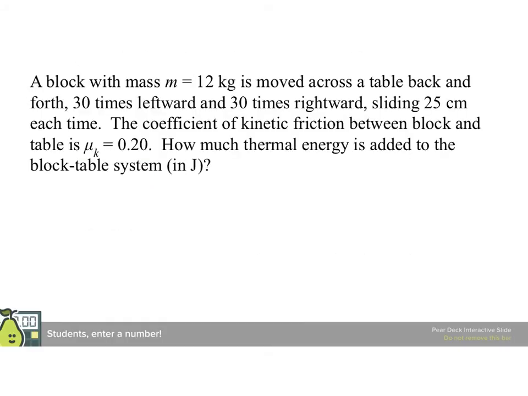A block with mass 12 kilograms is moved across a table back and forth 30 times leftward and 30 times rightward, each sliding 25 centimeters each time. The coefficient of kinetic friction between the block and the table is 0.2. How much thermal energy is added to the block-table system in joules?